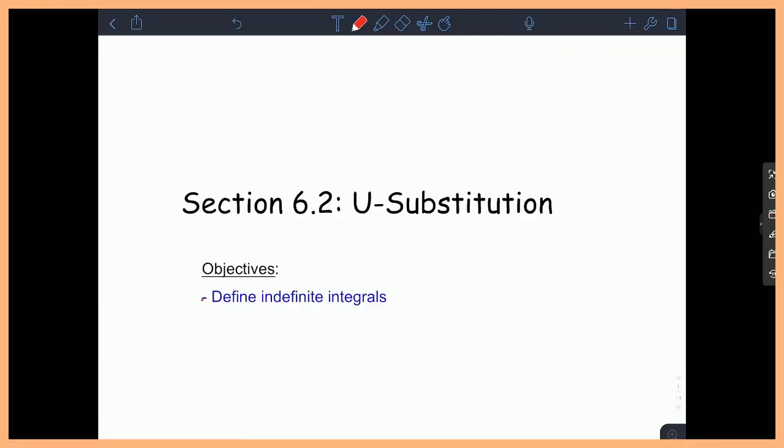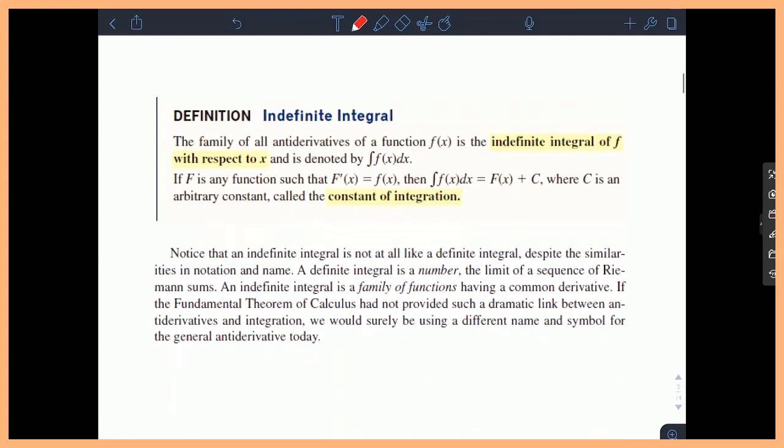The objective of this video is to define indefinite integrals. The definition of an indefinite integral is the family of all antiderivatives of a function lowercase f of x. And we know that a definite integral is solving for a constant. So an indefinite integral, meaning an integral with no bounds, is solving for a family of functions. Notice an indefinite integral is very similar in notation to a definite integral, but it is very different from what it actually represents.